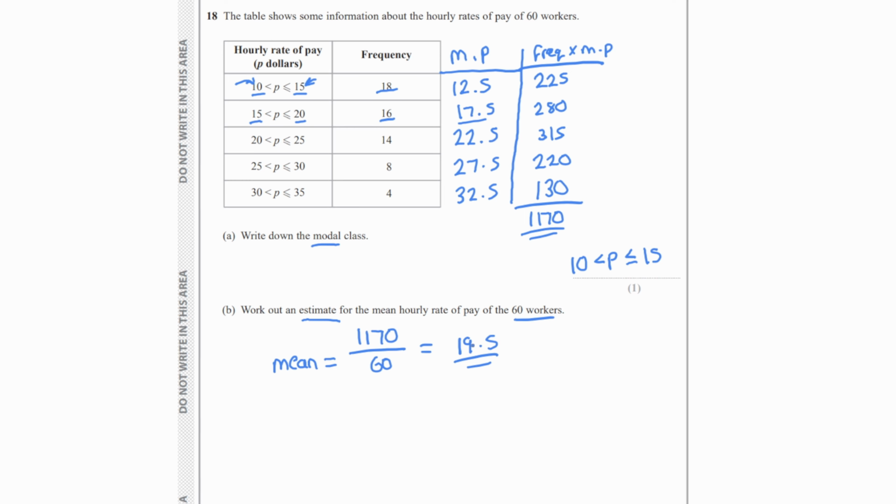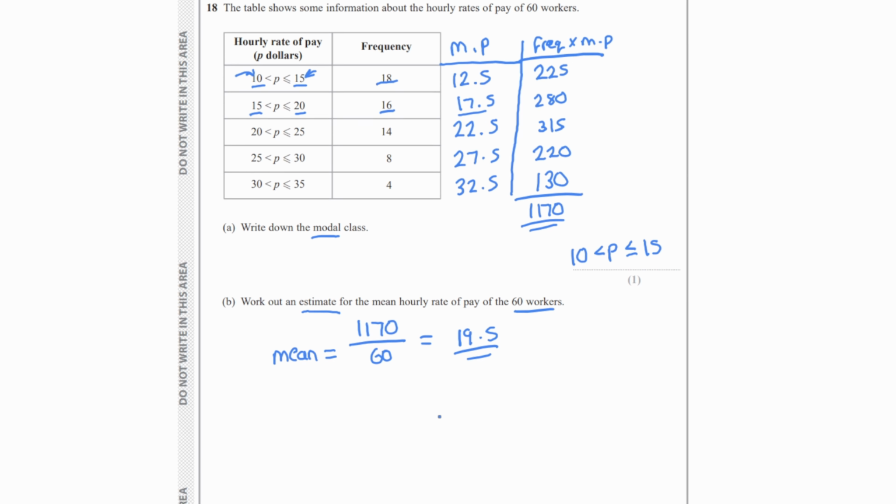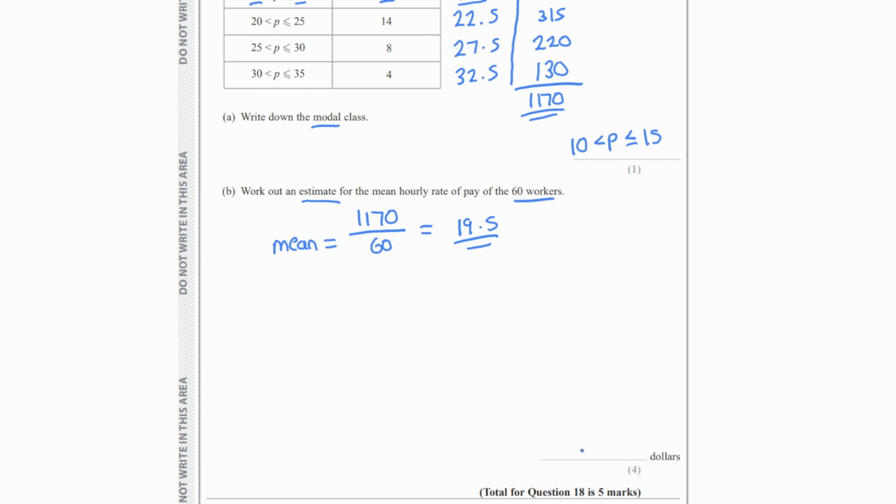Now, it is always worth checking. Does that seem reasonable? Well, the people are being paid between 10 and 35. So if the mean's 19.5, that seems very reasonable to me. And I'll just pop that on my answer line. So $19.50. Always good to put in that second decimal place there.